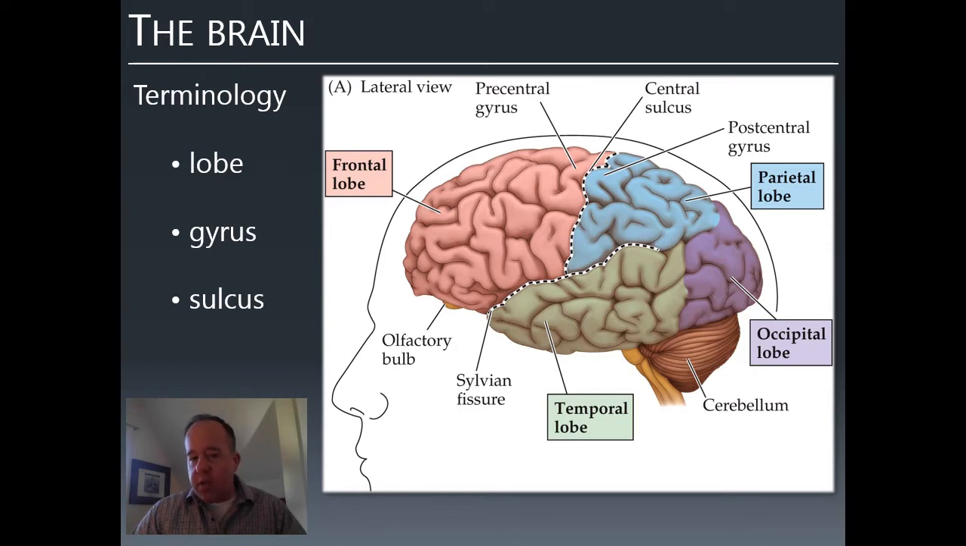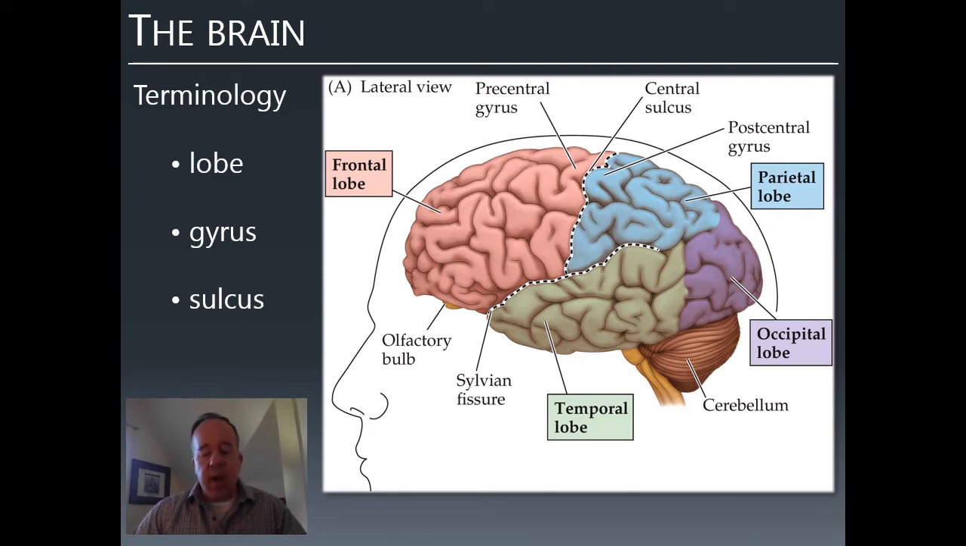Also in this diagram, you see these dotted lines. One of them is a special sulcus called the central sulcus. It divides the frontal lobe from the parietal lobe. The other one is called the Sylvian fissure, and it divides the temporal lobe from the frontal and parietal lobes. So they're special insofar as they divide the lobes.